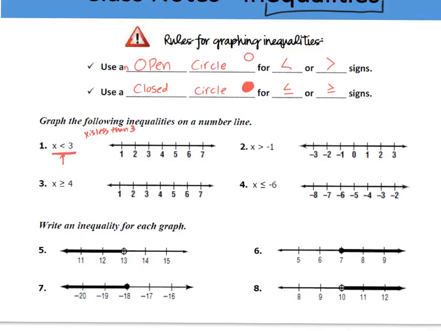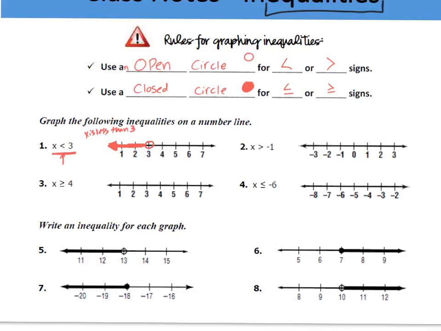And so I see that this is a less than. When there's no underline on the symbol, it's going to be an open dot. So I put an open dot at 3. And x is less than 3. Less than, well, what numbers are less than that? 1 is less than that, 2 is less than 3. So I put an arrow, and I shade in the arrow going in that direction.